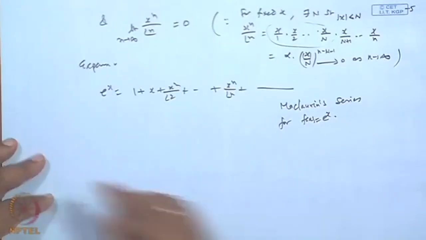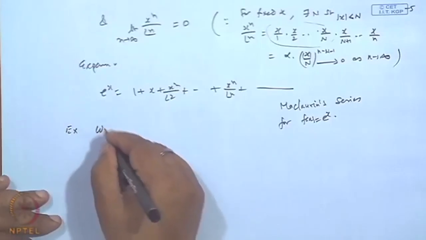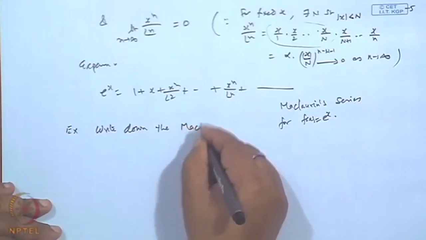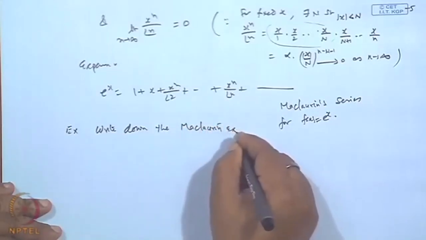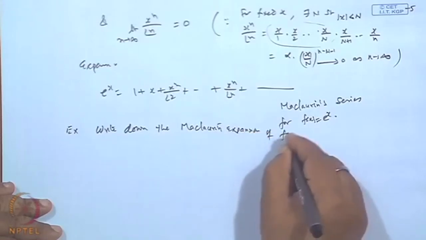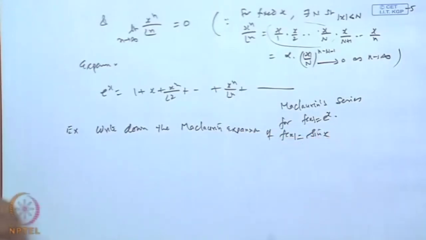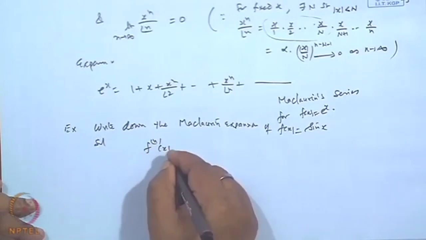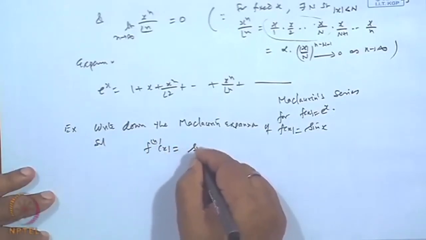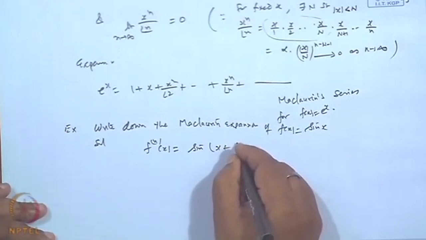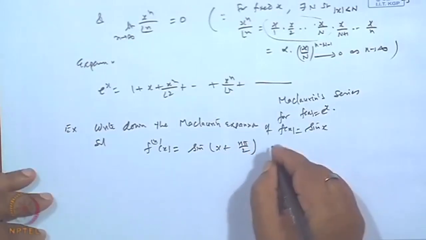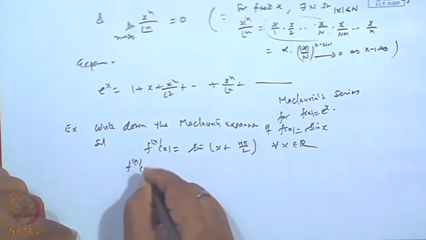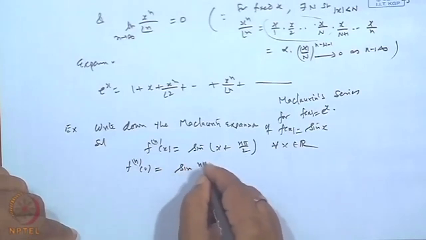Okay. Similarly, if we take the Maclaurin's expansion of the function f(x) equal to, say, sin x. Now, we know the nth derivative of sin x comes out to be sin of x plus n pi by 2, and this is true for every x belonging to R. Okay. So, take x as 0. So, what you are getting is sin n pi by 2.